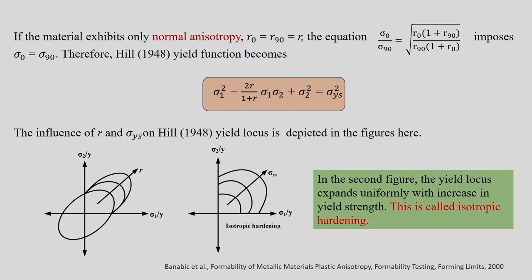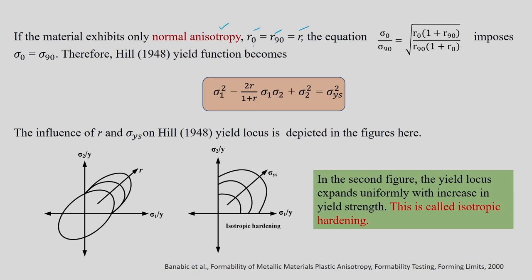Okay. So, now we have seen almost 3-4 different forms of this equation. And the one simplicity in this equation is that R0, R90 and sigma naught can be evaluated, and you can use this for any modeling purpose. Okay. So, now there are some cases in this. Let us say, for example, this particular sheet, any sheet you pick up, is going to have only normal anisotropy. Only normal anisotropy means what? Your R0, R90 will be equal to R. Both are the same basically. They will have some value, but they are equal.